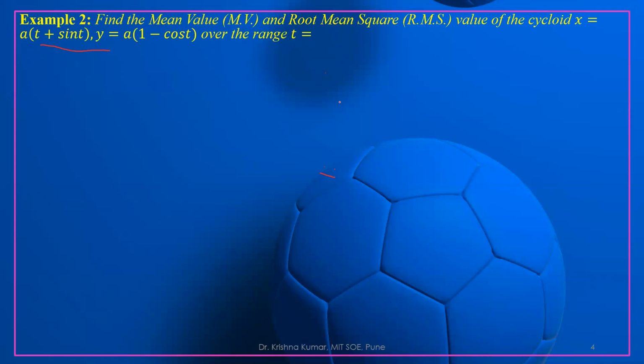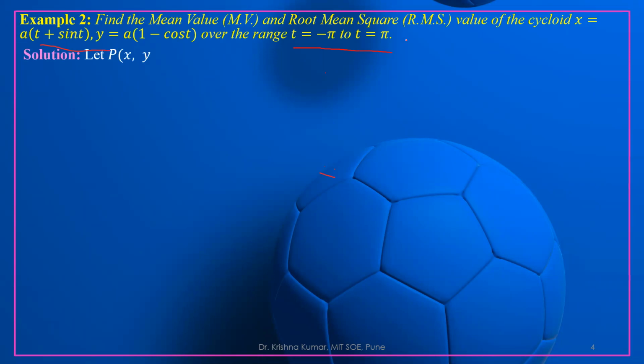Find the mean value and root mean square value of the cycloid x is equal to a times (t plus sine t), y is equal to a times (1 minus cos t), over the range t is equal to minus pi to t is equal to pi. So the limit is already given: t is equal to minus pi to t is equal to pi.